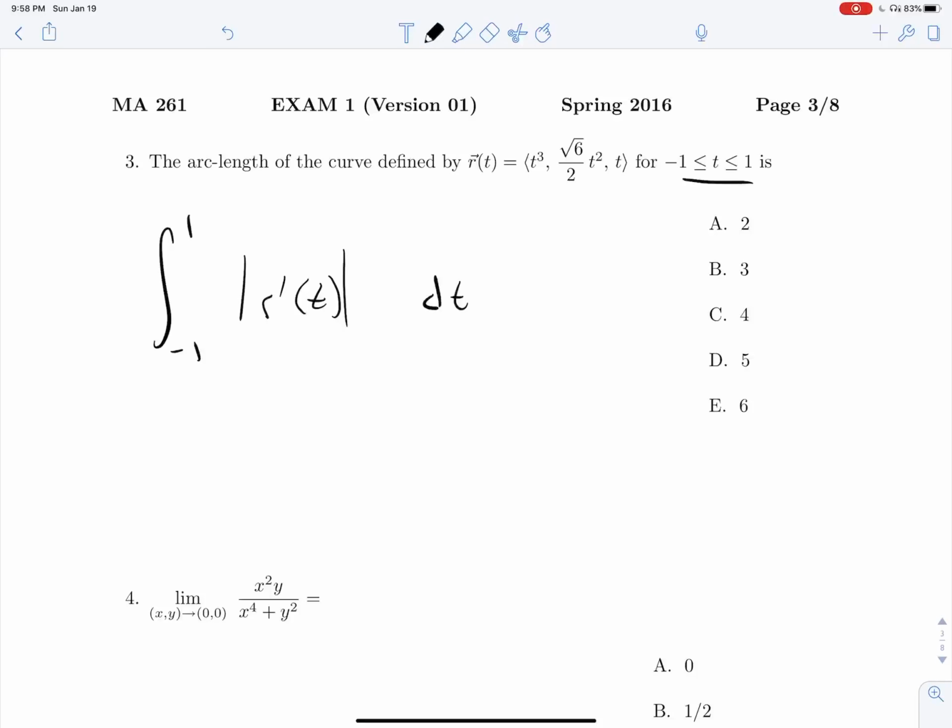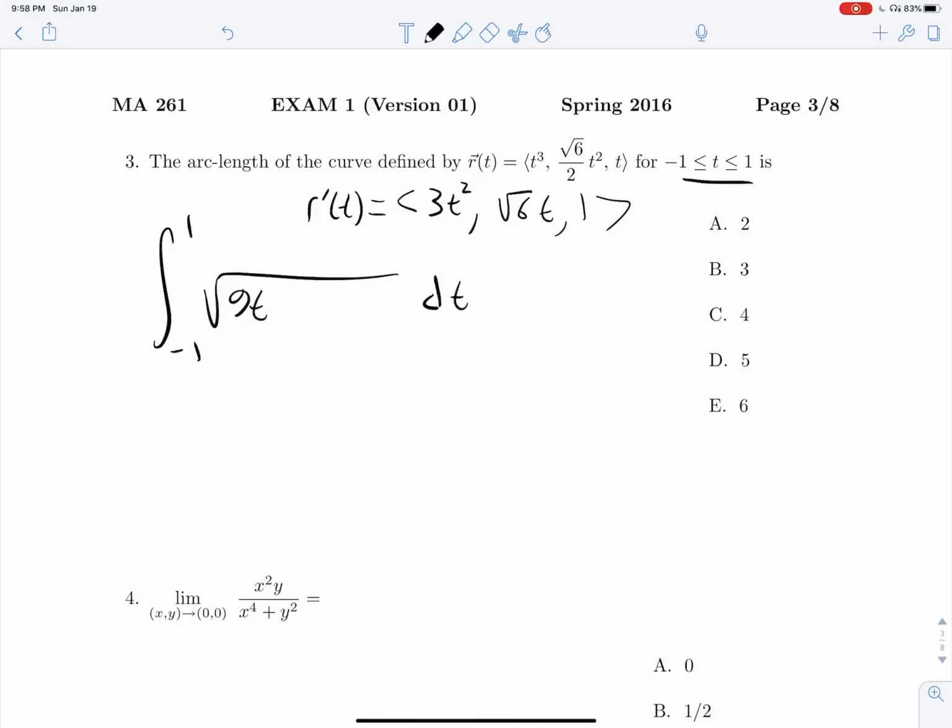So in order to find this, we're going to need our r prime of t, which will just be the derivatives of the individual components of r of t with respect to t. So we'll get 3t squared, 6t, and 1. And the magnitude of this is going to be the square root of 9t to the 4th plus 6t squared plus 1. This is going to factor to the square root of 3t squared plus 1, squared.